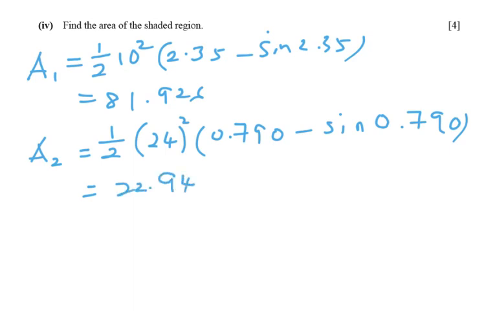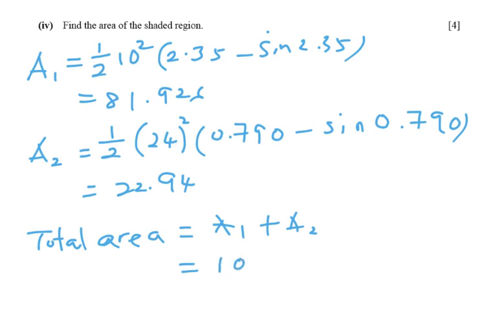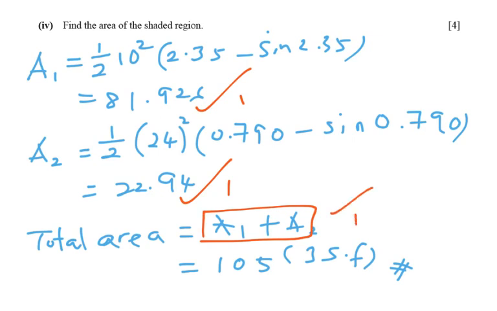Hence, the total area will be equivalent to area number 1 plus with area number 2, which will give you 105 in 3 significant figures. Marks will be given when you have found this area, putting the two areas together to get the final answer.